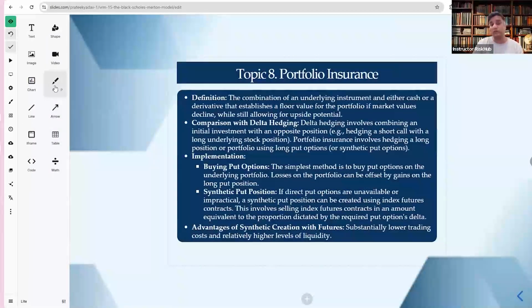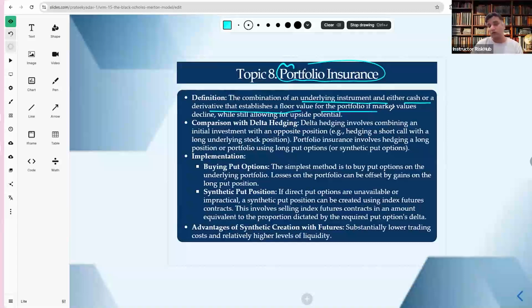Portfolio insurance, this is a protective put, guys. Portfolio insurance is a protective put strategy, which I told you. How do you insure a portfolio? The combination of an underlying instrument and either cash or a derivative will establish a core value of the portfolio, while still allowing for upside potential.